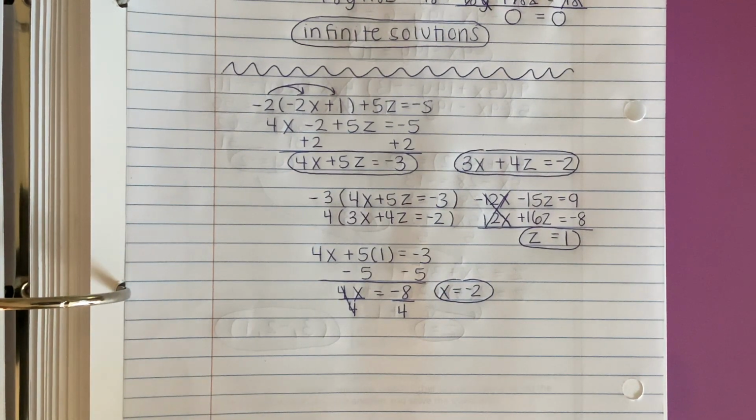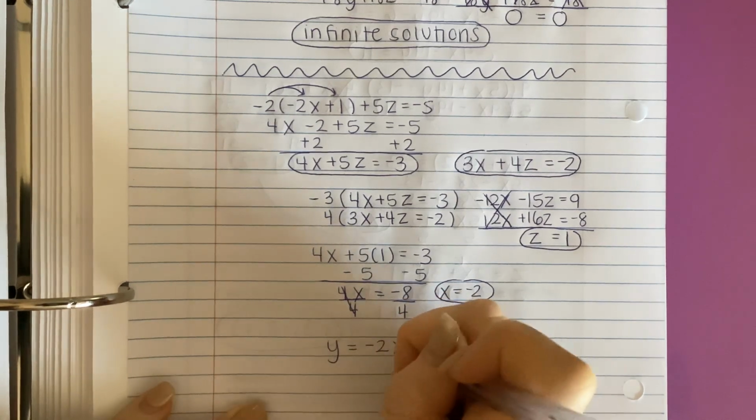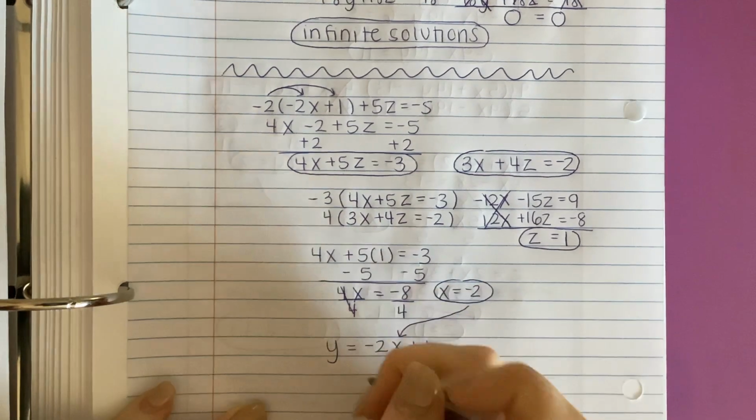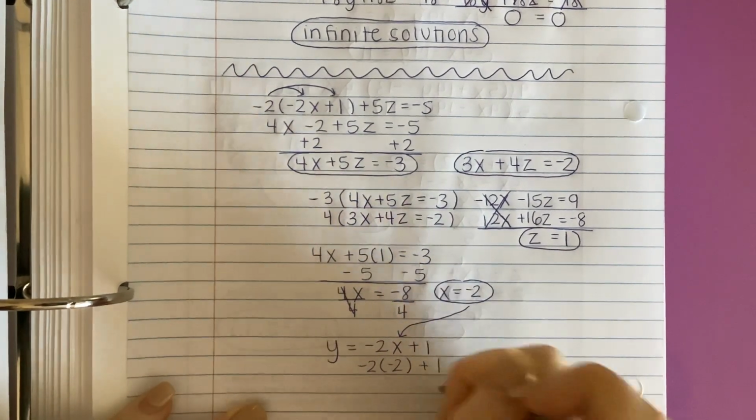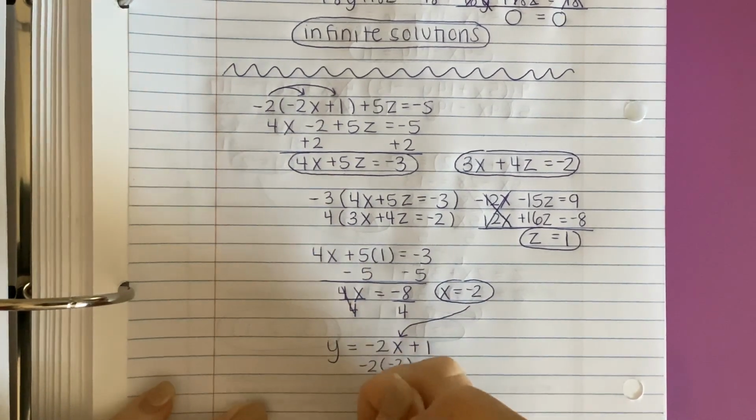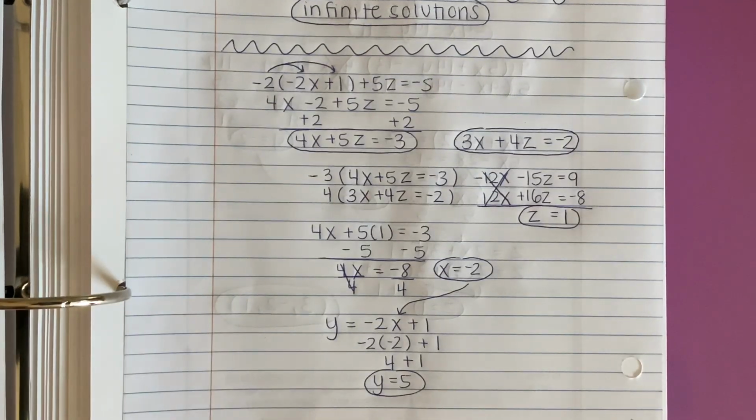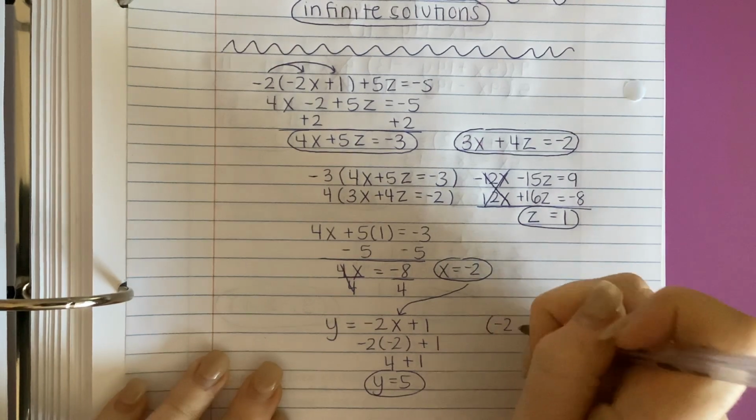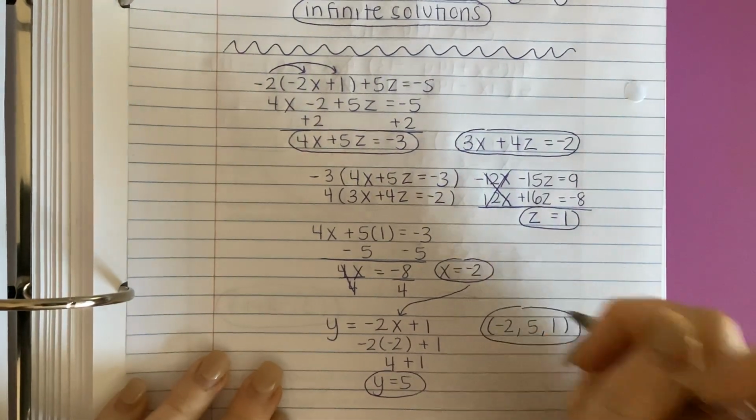And now if I go back to that equation that I created at the beginning by substituting, y equals negative 2x plus 1, if I take x and plug it in here, I would have negative 2 times negative 2 plus 1, which is 4 plus 1. So y equals 5. So again, write your final answer. It's negative 2, comma 5, comma 1.